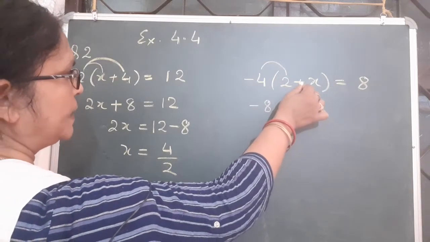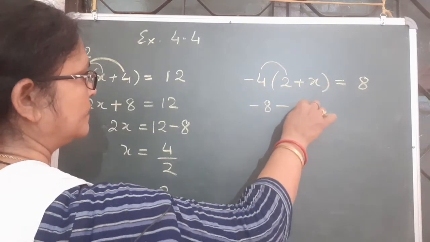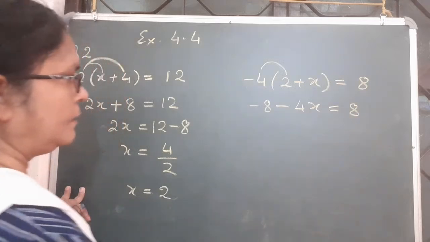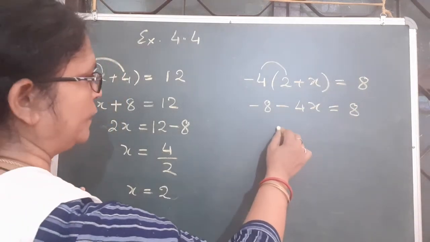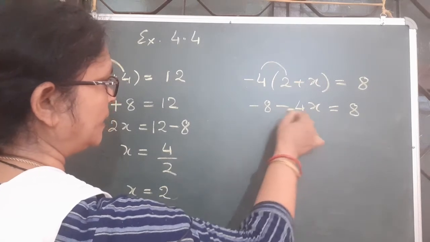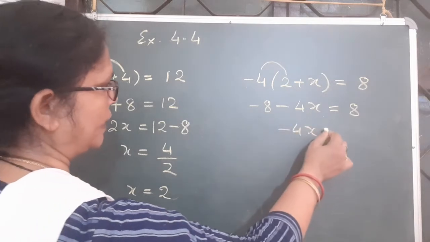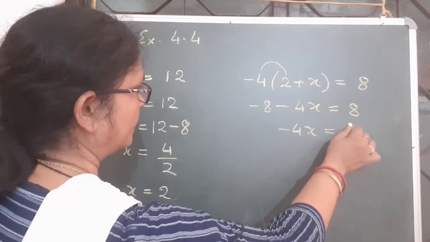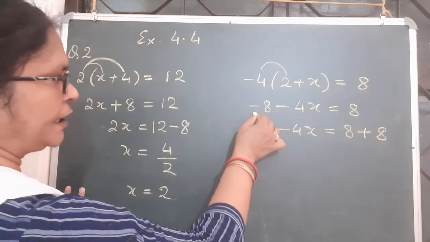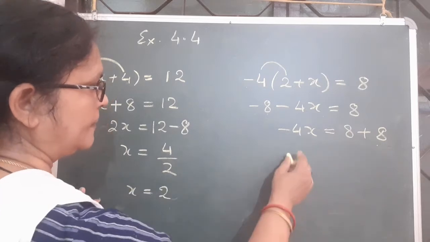Then minus plus becomes minus. Then 4x is equal to 8. Now in the next step we will write minus 4x. We will write the number along with its sign if it is negative. So minus 4x is equal to 8 plus 8. Now here negative minus 8, when it comes to right hand side, it becomes plus 8.